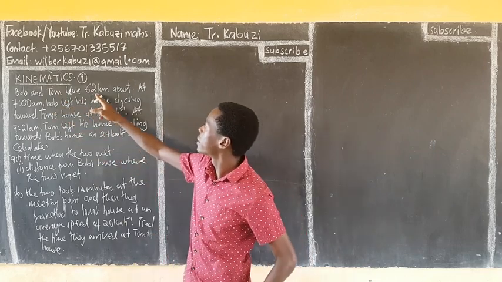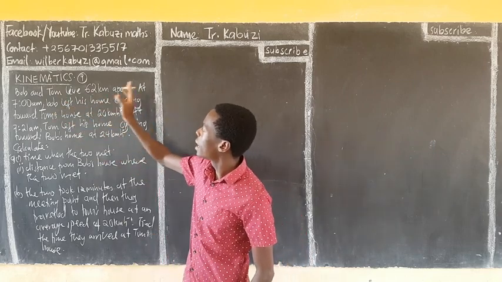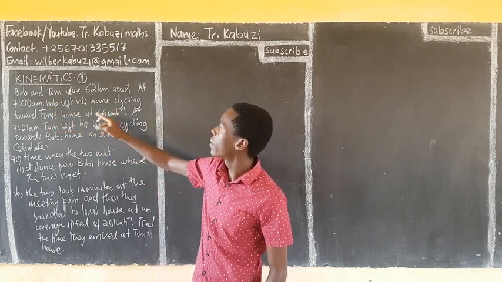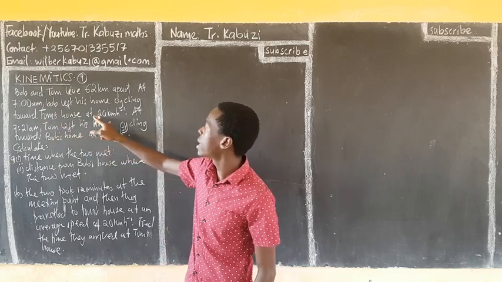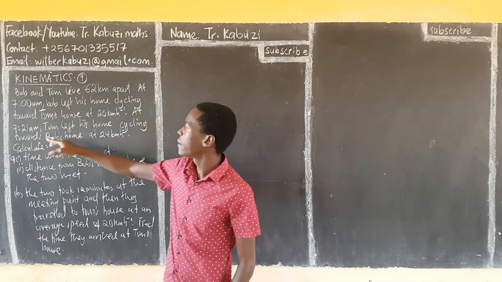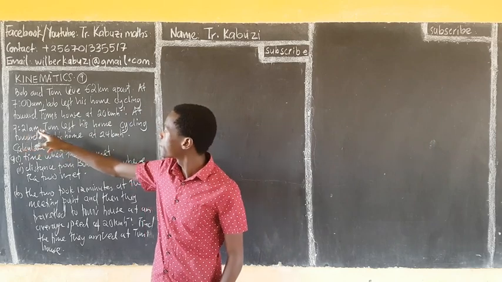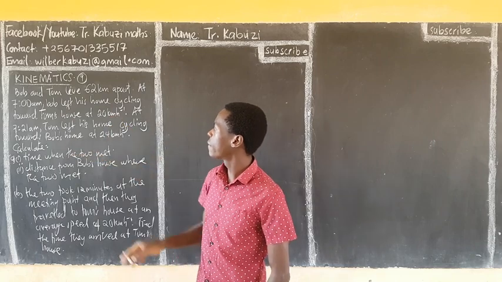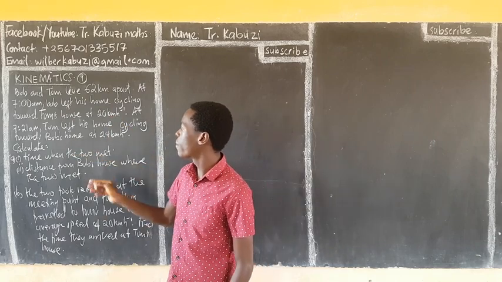Bob and Tom live 62 kilometers apart. At 7 a.m., Bob left his home cycling towards Tommy's house at 20 kilometers per hour. After 21 minutes, Tom left his home cycling towards Bob's home at 24 kilometers per hour. That is the time when they meet.